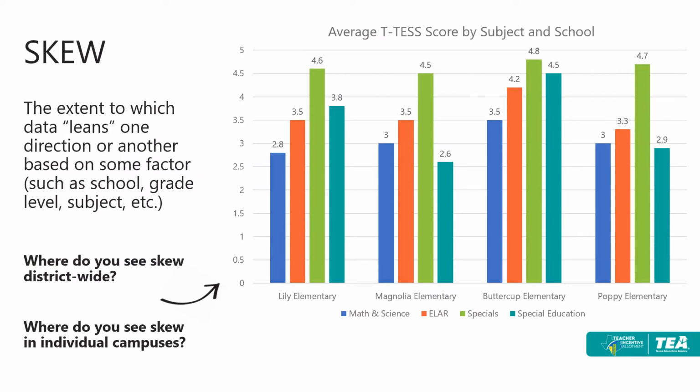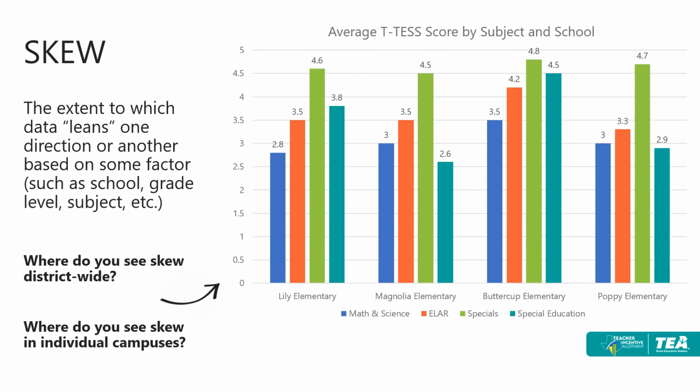Let's take a look at the first question we need to answer. Where is there skew in our data? Skew is the extent to which data leans one direction or another based on some factor, such as school, grade level, subject, etc. We want teachers' observation scores to be impacted only by their level of effectiveness. This chart shows Ttest averages across 4 elementary schools in a district and across the 4 main teaching assignments in those schools. For folks without an elementary background, specials means electives. As you can see, there are multiple areas of skew represented here.